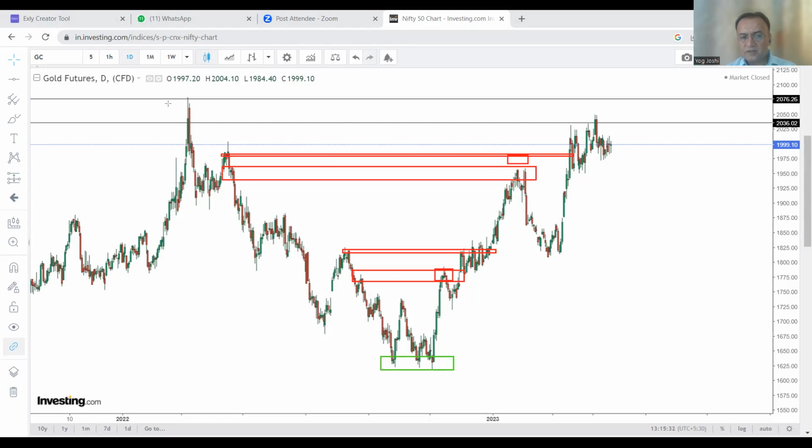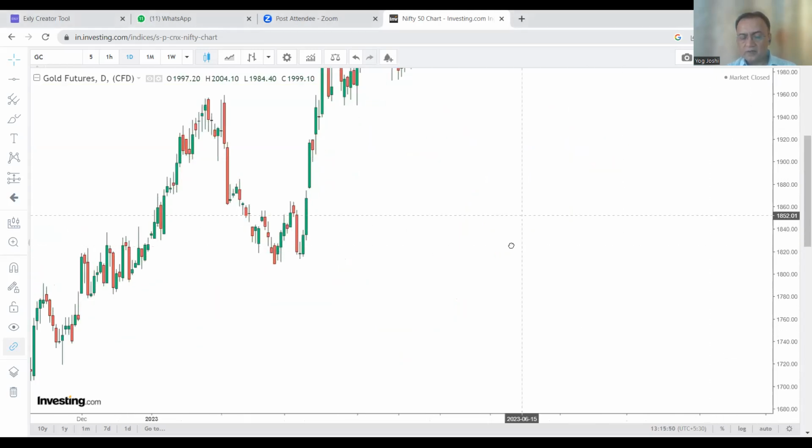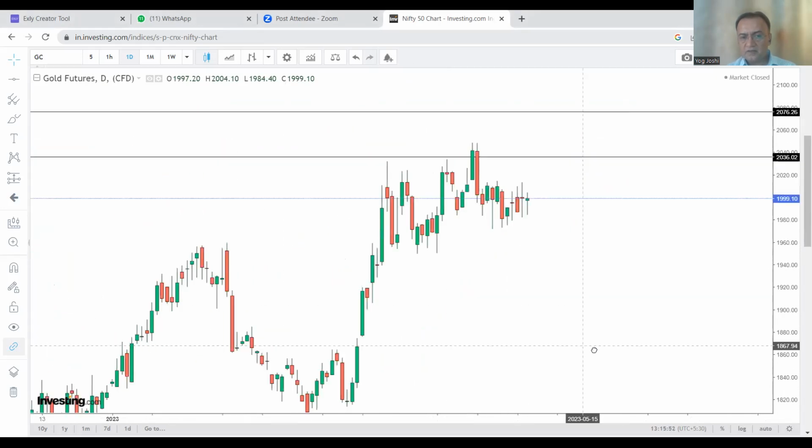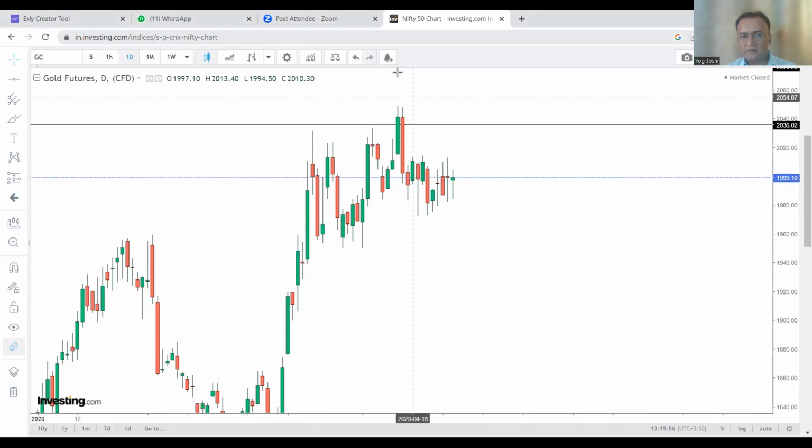And now once again with reference to this area, this is clear cut a supply zone. Gold is unable to cross this area. So in the daily chart also gold is in sideways. If we zoom the chart, you are clearly able to understand. There is no clear trend that we are able to identify currently.